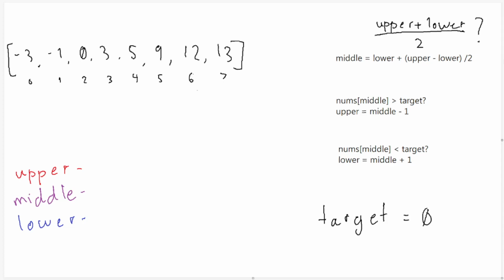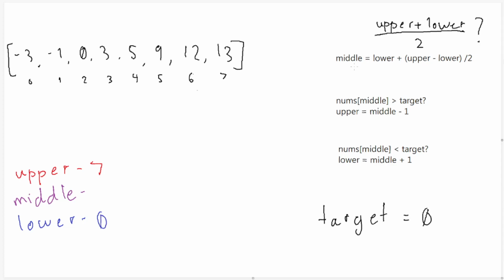As illustrated in Paint, this is what we're going to do. So let's go over this example. Our target is 0, right? We're going to initialize our upper and our lower to the upper part and the lower part of the array, and these are going to be the indices. So upper is going to have an index of 7, which is nums.length minus 1, and lower is going to have an index of 0.